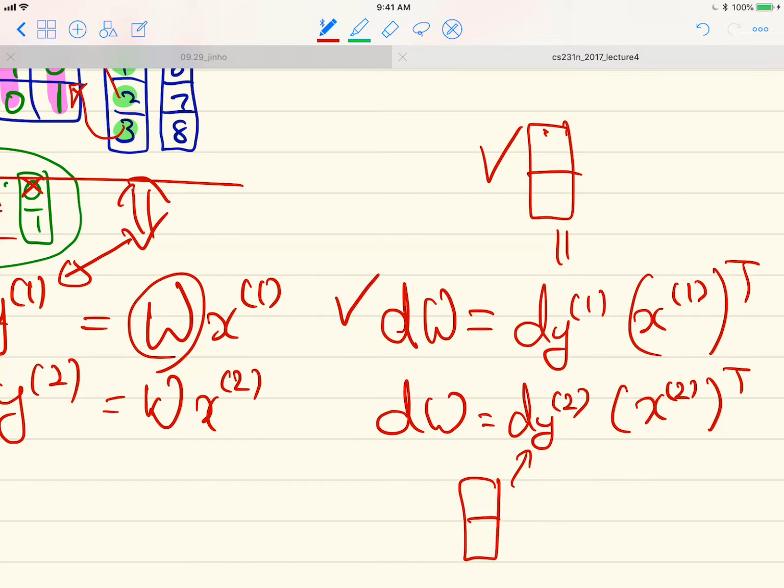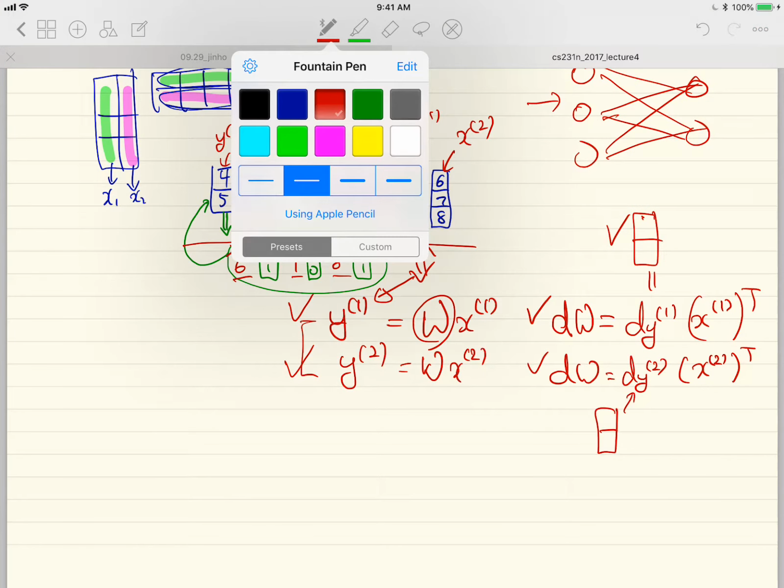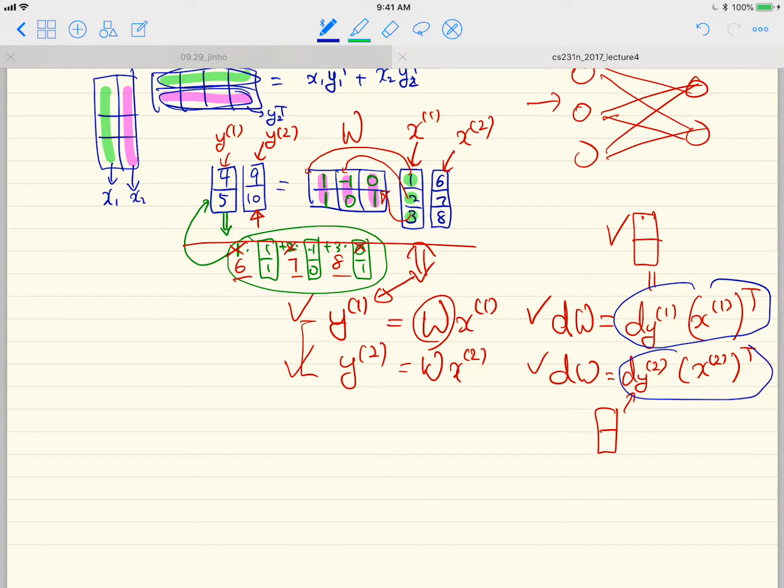Okay, so we have the gradient caused by the first data item and the second data item, right? And then how should we combine those two gradients? I mean, those two different gradients caused by the first and the second data items are causing the gradient with respect to the same W matrix, right?